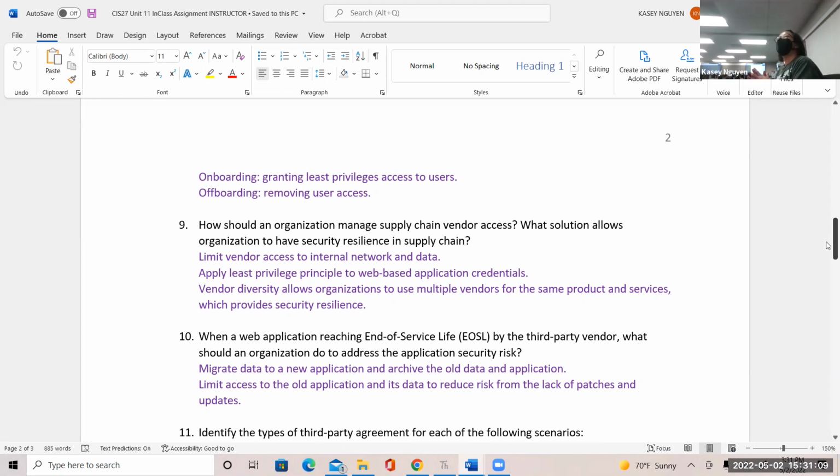So in that case, we have to really think about how we would allow or limit vendor access to the internal network and data. Should they have access to everything that we use? No, right? And we would make sure that they have a privilege that ties to the credential for that particular application. Most of the time the database is tied to a web-based application. So you've got to make sure that you create an account for them for that application and control that account.